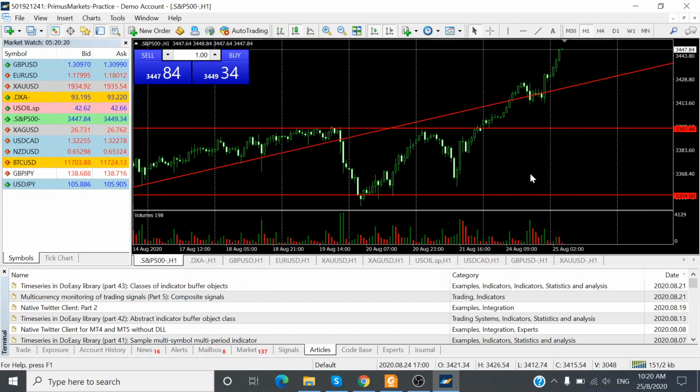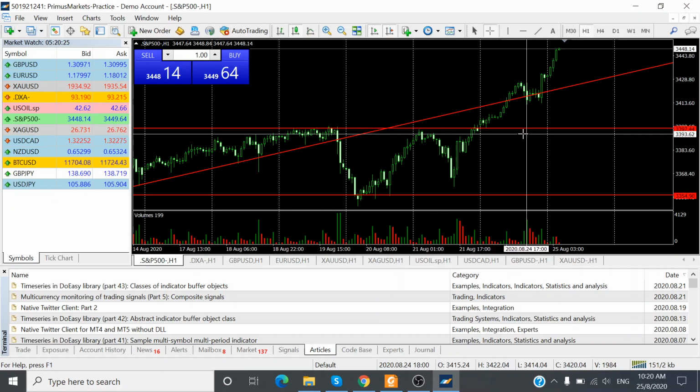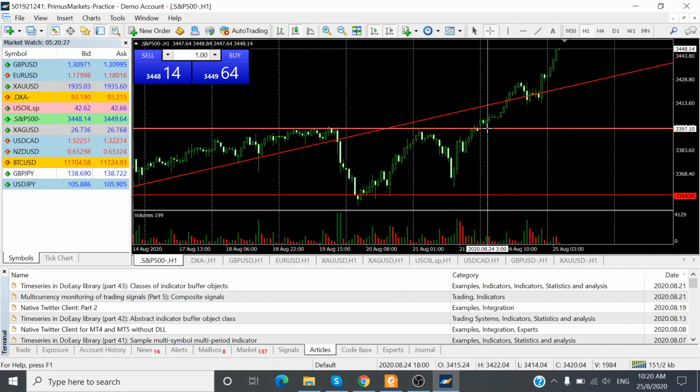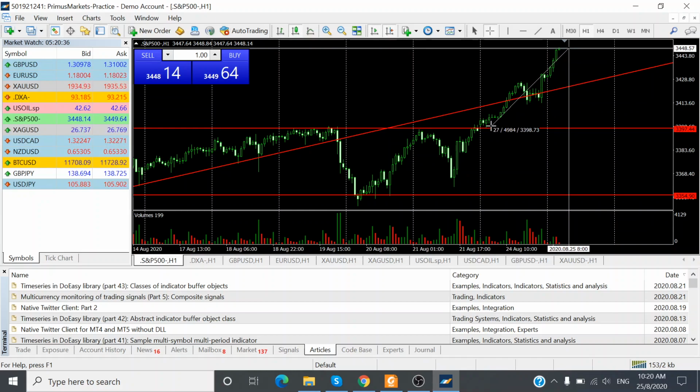Okay, so USD CAD still consolidating in the range. Okay, quick look at the S&P 500. Again, the S&P 500 is still on a very much a bullish run. For yesterday, it went up about 28 points, and currently it's at a record high of 3,448 points. Same goes with the Dow Jones Industrial Average and also the Nasdaq.